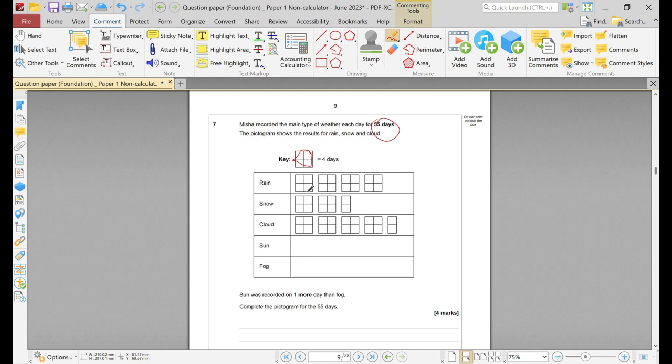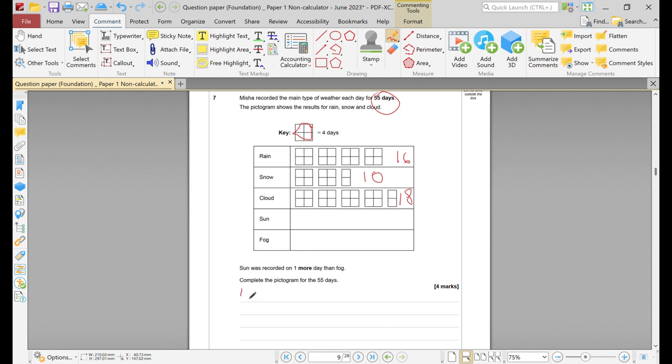Well, how many days do we've got in total here? 1, 2, 3, 4. So that's 16 days. How many days is this? That's 10 days. How many days is this? That's 18. So in total, so far, we've accounted for 16 plus 10 plus 18, 26. That's 44 days we've got in total so far. We need 55 days. So 55 minus 44 is 11 days left.